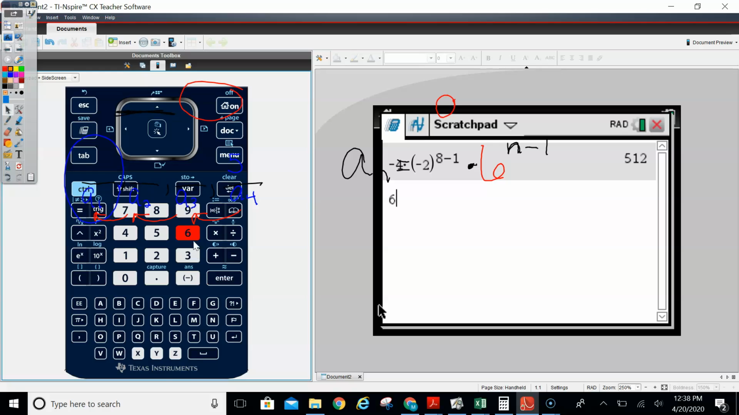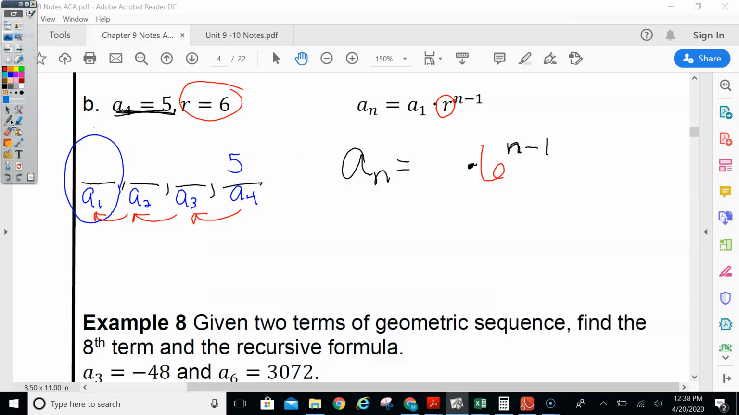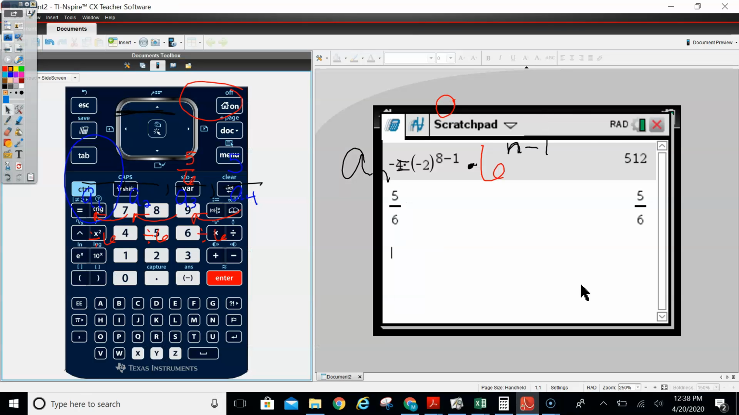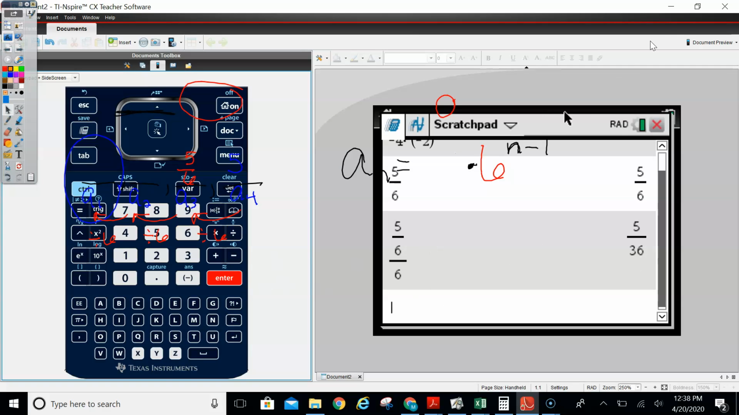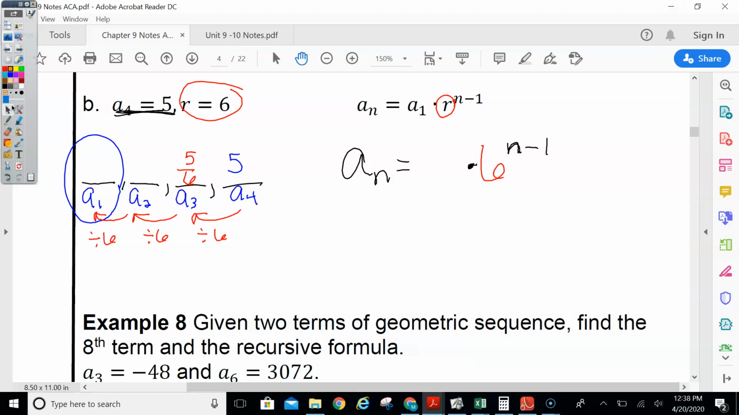So if I have 5, and I'm dividing it by 6, I'm just going to leave it as 5/6. So 5/6. So since I'm going backwards, I'm dividing by 6. So now again, divide by 6 again. So divide by 6, I get 5/36 here.